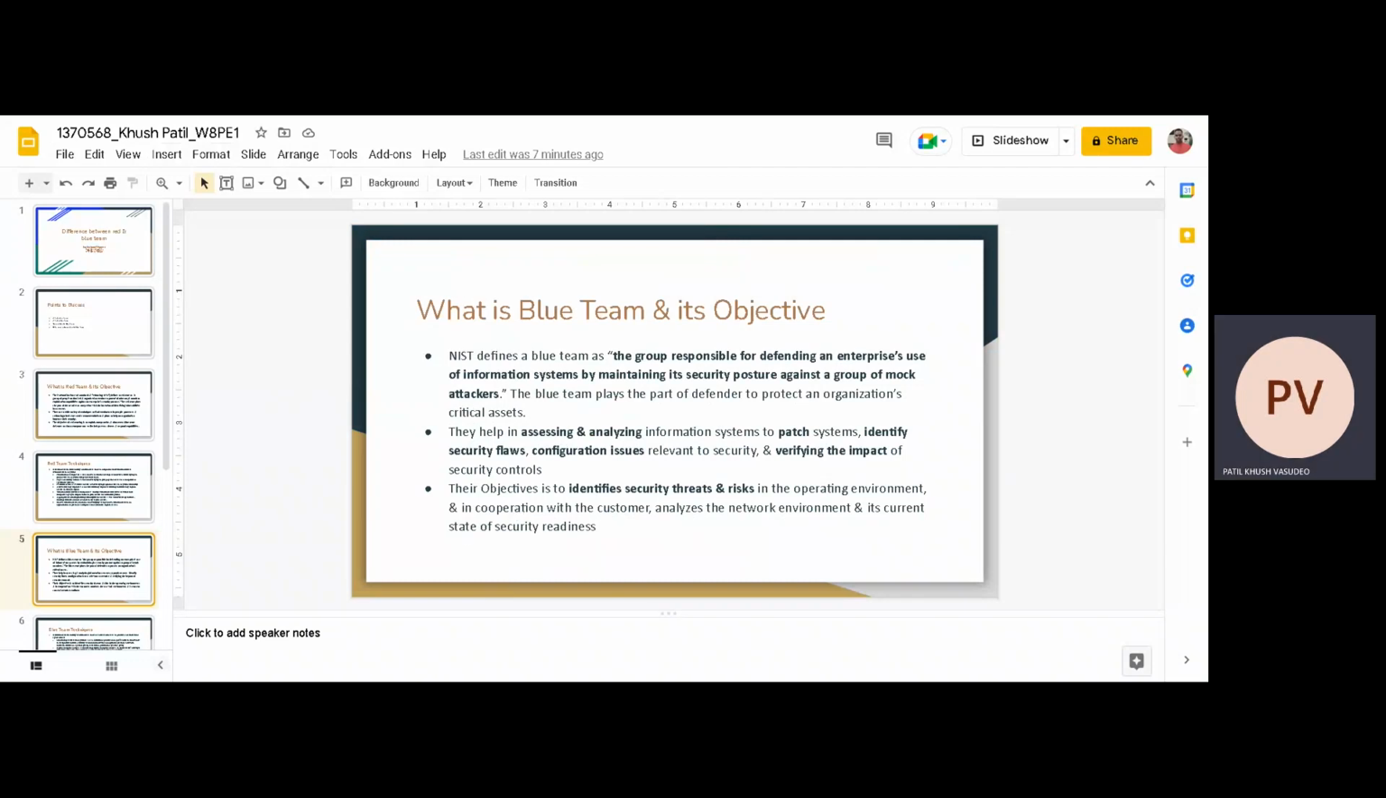Their objective is to identify the security threats and risks in the operating environment in cooperation with the customer. Basically, we have to check the customer's security position and how it is working, and whether the company is able to help the customer sustain the damage, and also check the security readiness of the customer's system.